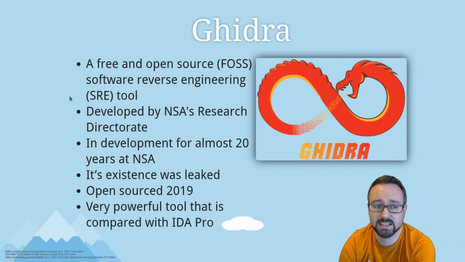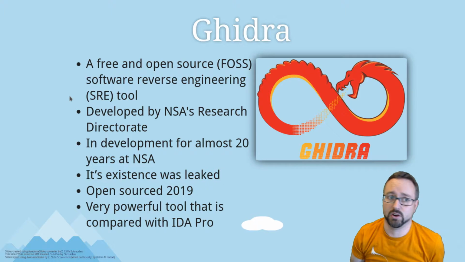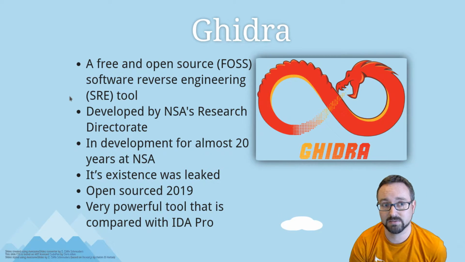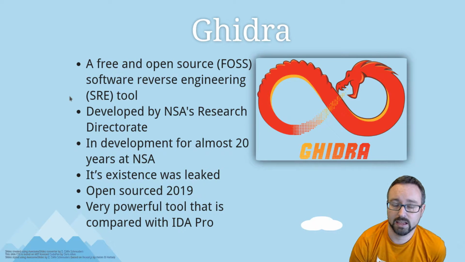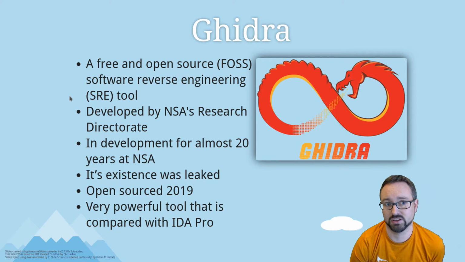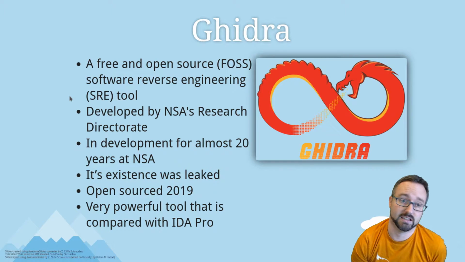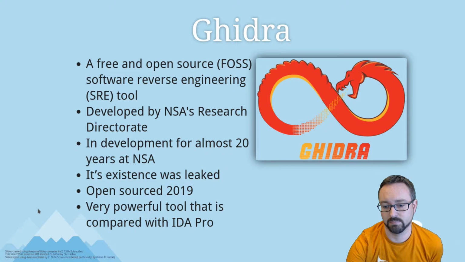It's that good that it's compared with IDA Pro. So IDA Pro is the very expensive commercial software that has been the go-to for reverse engineering until now, and Ghidra is up there. It's compared with IDA Pro.